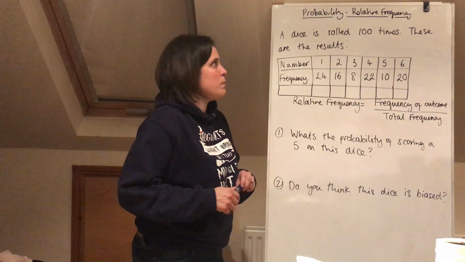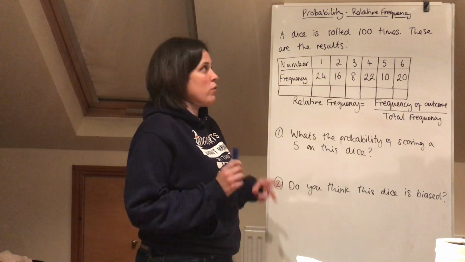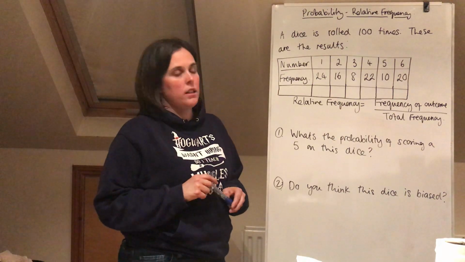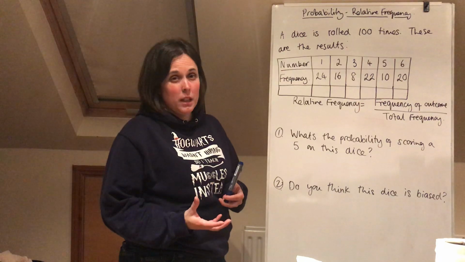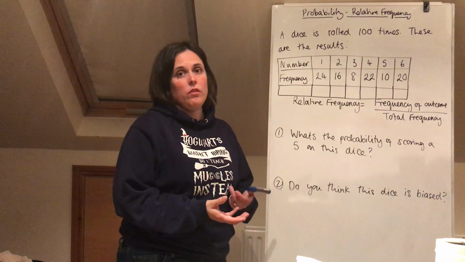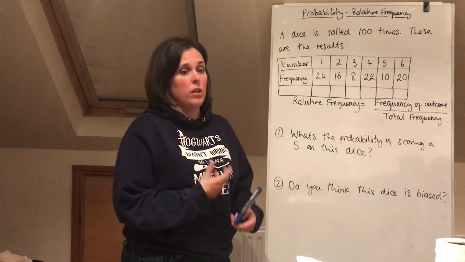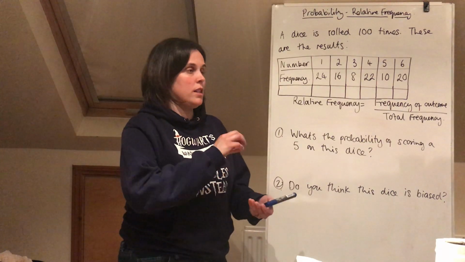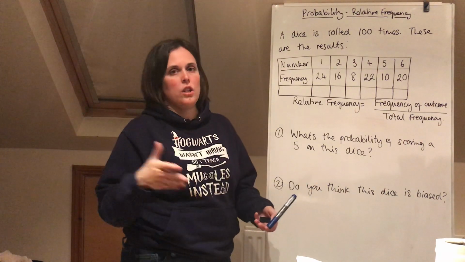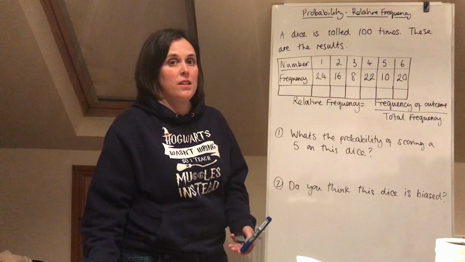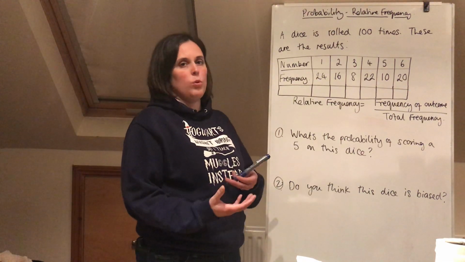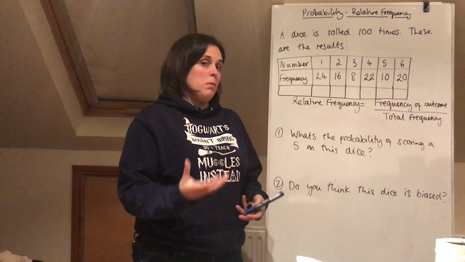Hi, so in today's probability video we're going to be looking at relative frequency. Relative frequency is really looking at experimental probability as opposed to theoretical probability. In my previous videos I've looked at theoretical probability, so if I roll a dice I know I've got 6 different numbers, so I'm assuming that the chance of scoring each of those numbers is the same, which would be 1/6. When we look at relative frequency, that's more when an experiment has happened.